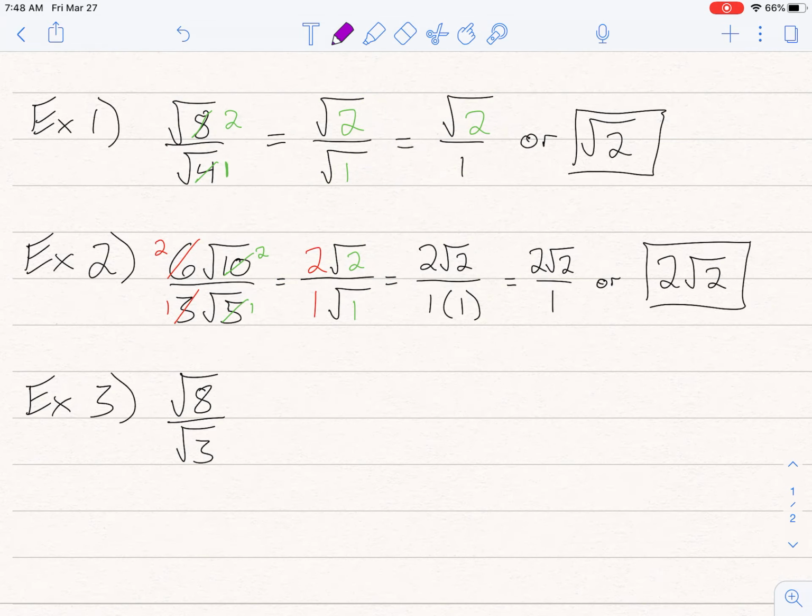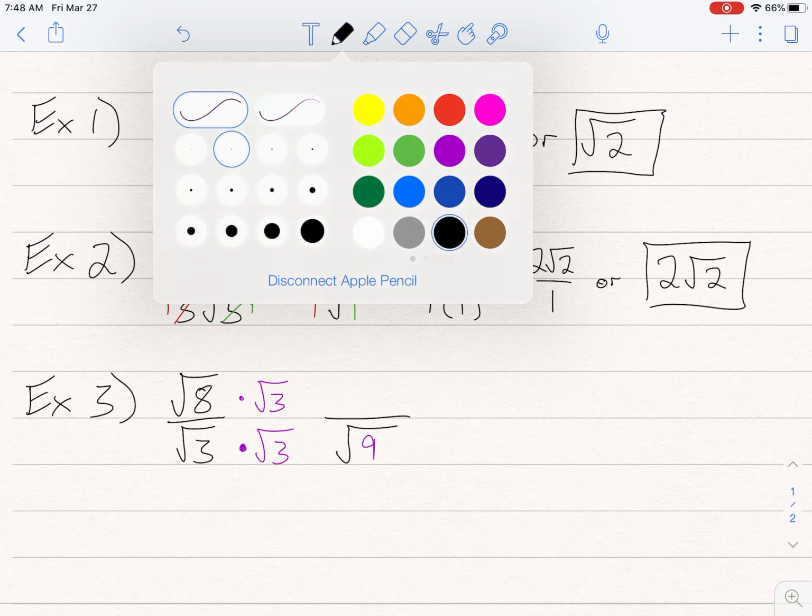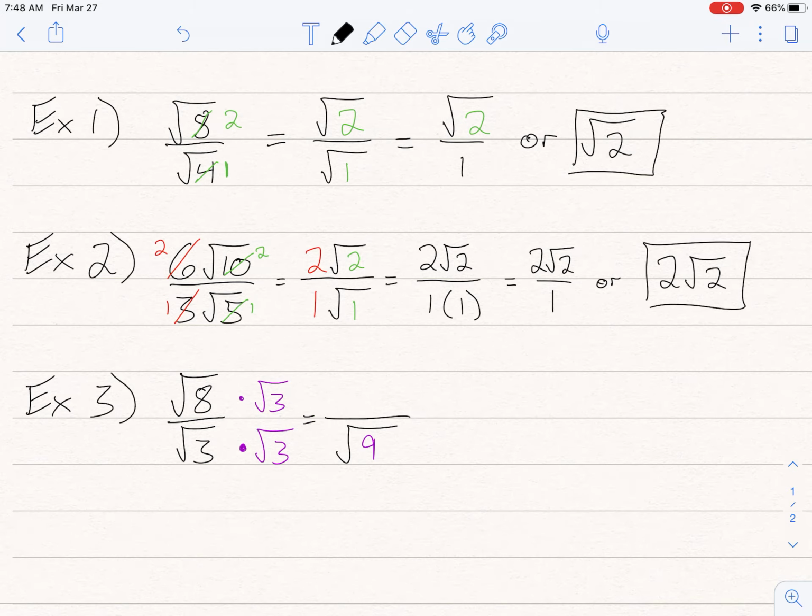So what I'm actually going to do is multiply the top and the bottom here by that radical in the denominator. So multiplying square root of 8 times square root of 3. And then the bottom is going to be square root of 3 times square root of 3. So what happens is I get a square root of 9 on the bottom. And then in the numerator, I get a square root of 24.